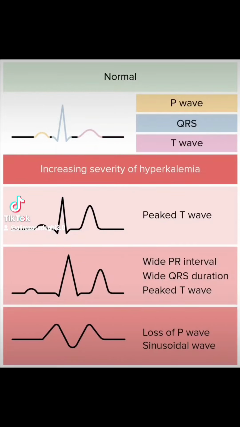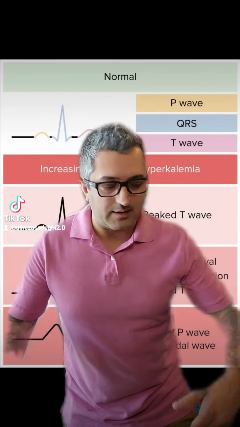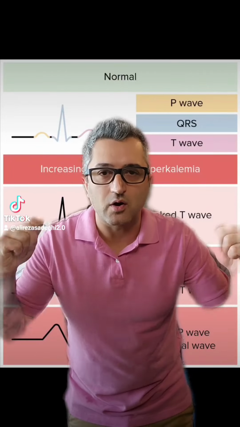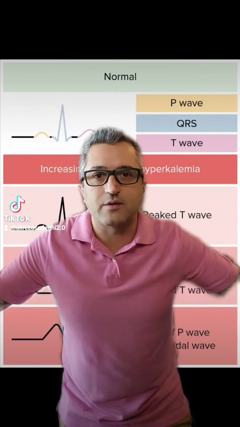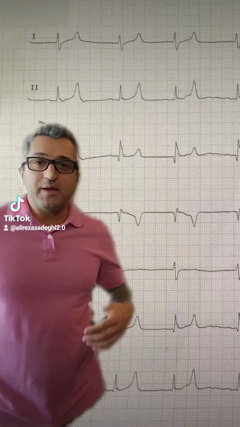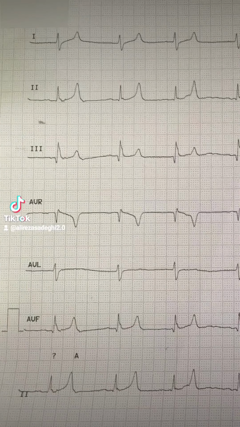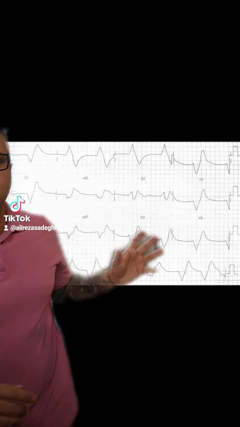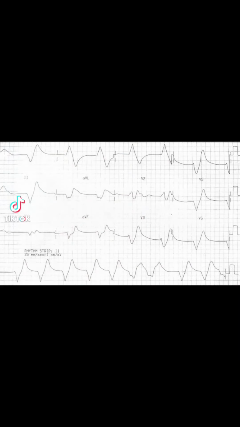Hyperkalemia. Hyper-K starts with a peaked T wave, and as it progresses, it widens the QRS complex, prolongs the PR interval, and flattens the P wave. And as it continues, you'll end up with something called a sine wave. Essentially what it looks like is that you're grabbing both ends of your cardiac cycle and just stretching it wide. Here is an example of the peaked T waves and flattened P waves in the case of hyperkalemia. And here is an example of what is known as the sine wave.